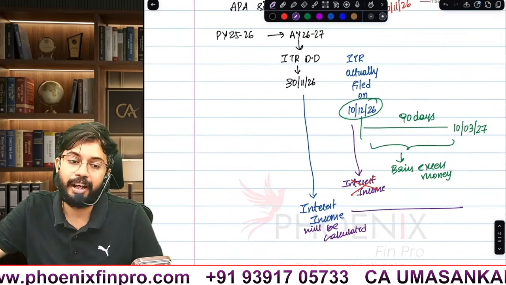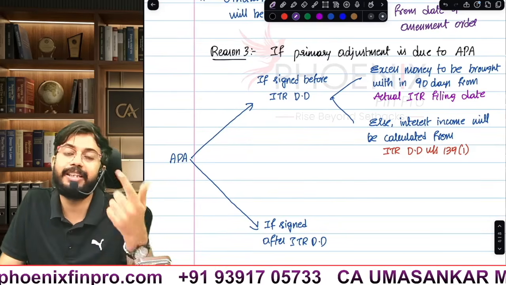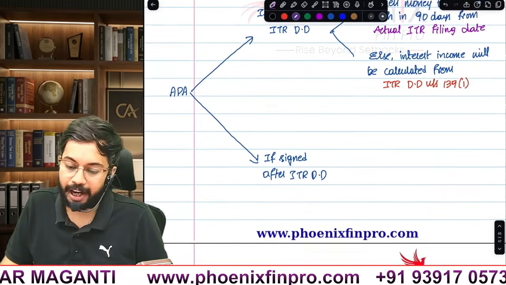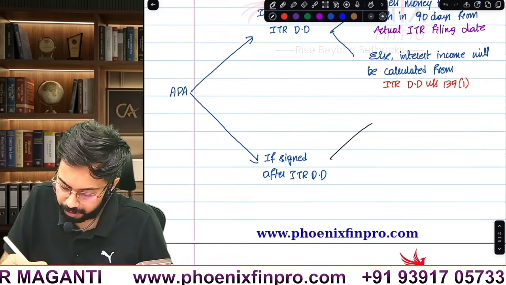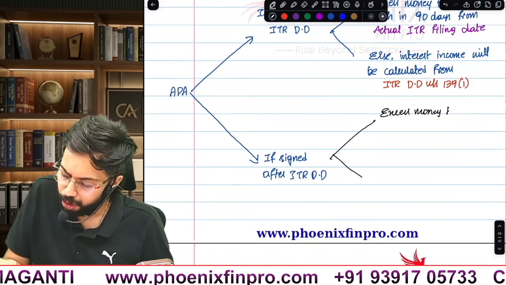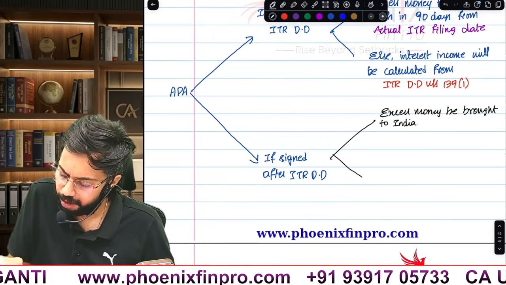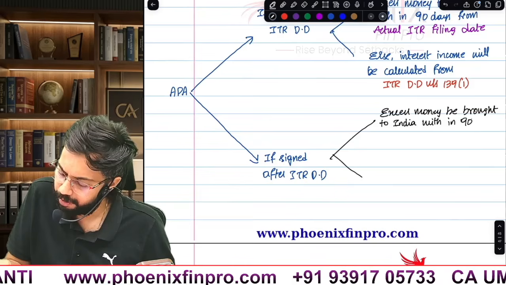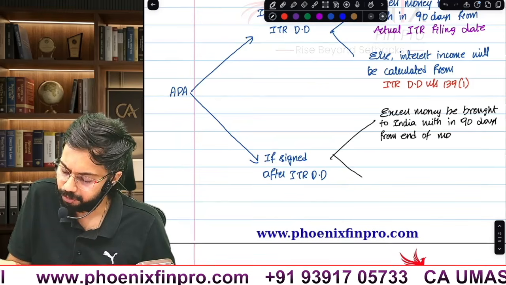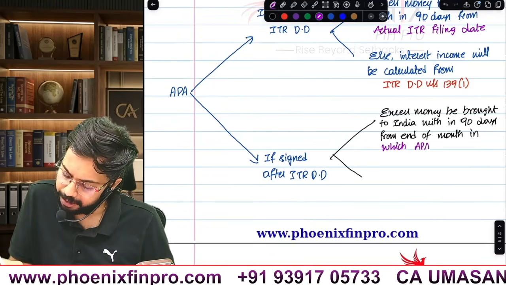If APPA is signed before ITR due date. Next I will explain APPA signed after ITR due date. If you have any confusion, listen once again, you will get clarity. Now, if APPA is signed after ITR due date, then what are the rules? Then excess money to be brought to India within 90 days from end of month in which APPA is entered, which advance pricing agreement is entered.